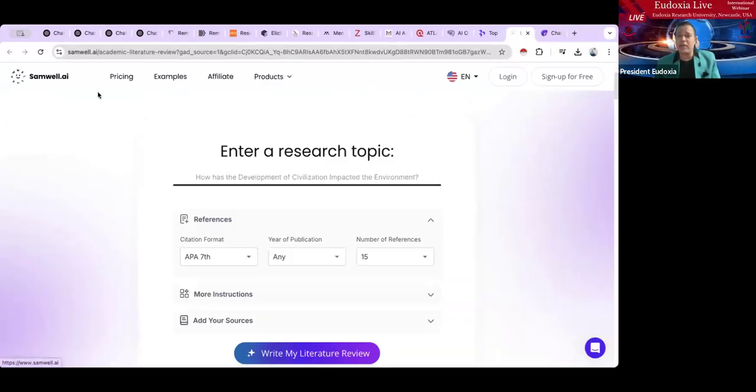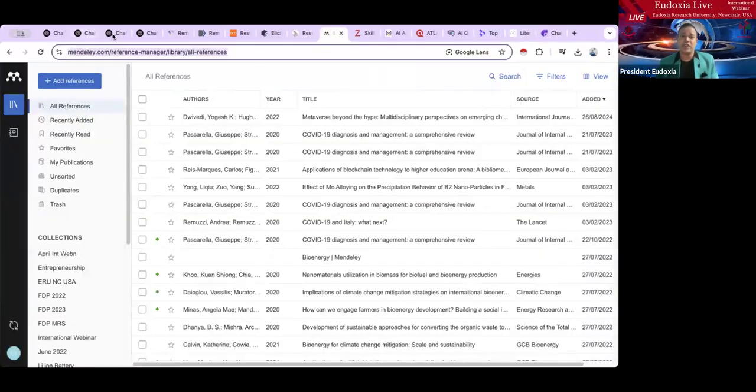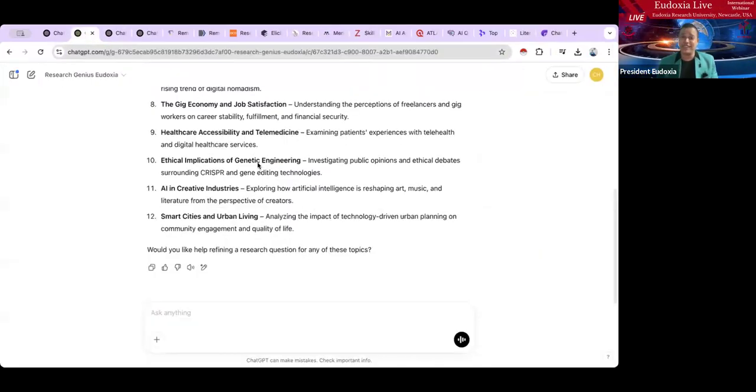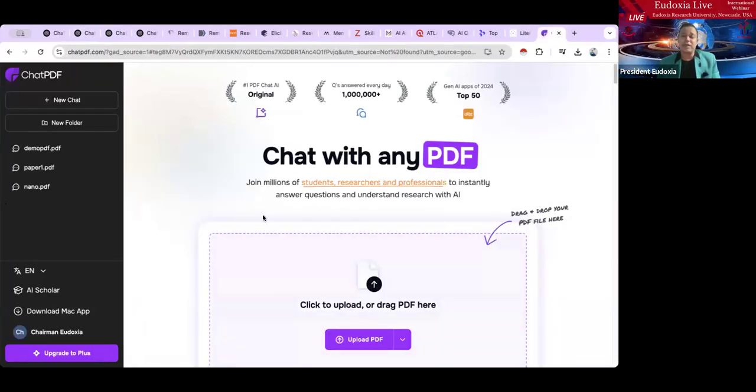And then Semel AI, I think you can understand. This is one of the platforms where you can go with reference citations or arranging them. So you can use Zotero, you can use Mendeley, you can use Research Genius, of course. Research Genius is also capable of doing all these things, creating the citation and writing these things down. Thereafter, you can see another platform here, start with any PDF.